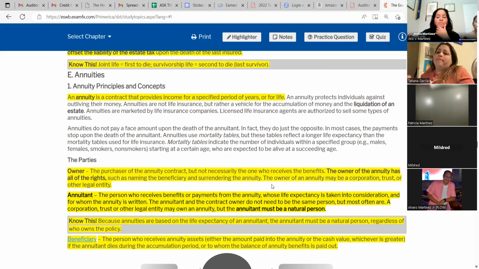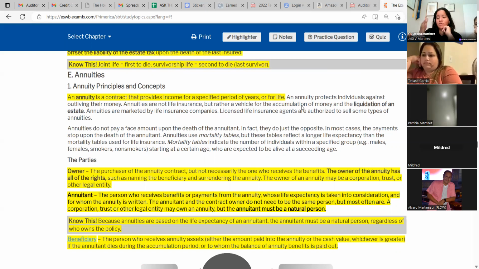Then we go into the annuities. So annuities, principles and concepts. An annuity is a contract that provides income for a specified period of years or for life. An annuity protects an individual against outliving their money. An annuity basically does an average of how much you can be getting per month, or you choose that calculation and start pulling. So when you pass away, you don't have accounts with a lot of money in there.